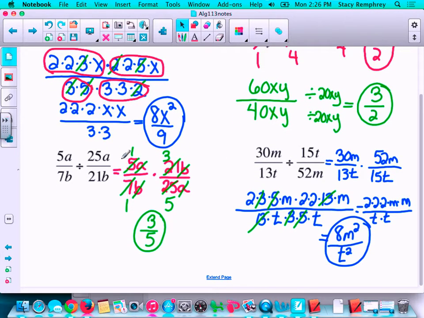Okay, so down here, again, I did the canceling here. I canceled the 7 and the 21. I divided both of those by 7. And the 5 and the 25, I both divided by 5. The A's canceled and the B's canceled. Over here is where I did the prime factoring. So here's my 30m right here. This is my 52m, because remember I had to flip this. My 13t in the denominator and my 15t. I wrote what I had left and multiplied that out to get 8m squared over t squared.